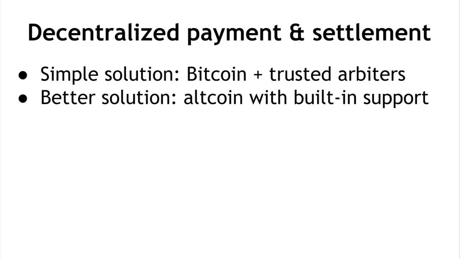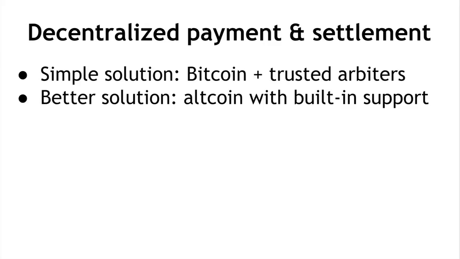So payment and settlement, this is the easiest given Bitcoin. We can use Bitcoin to do payment. And in the simplest solution, maybe we could use trusted arbiters. So we could basically do escrow transactions, and the arbiter will enforce the contract, the fact that if you bet on something that didn't happen, you lose money, simply by not signing transactions.